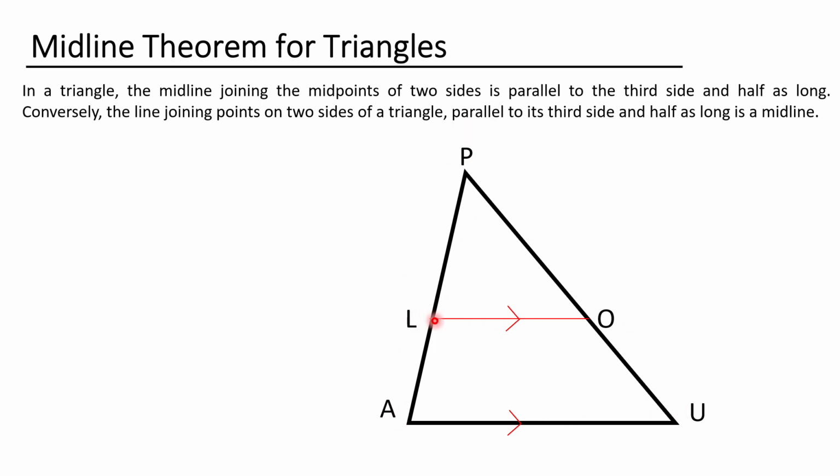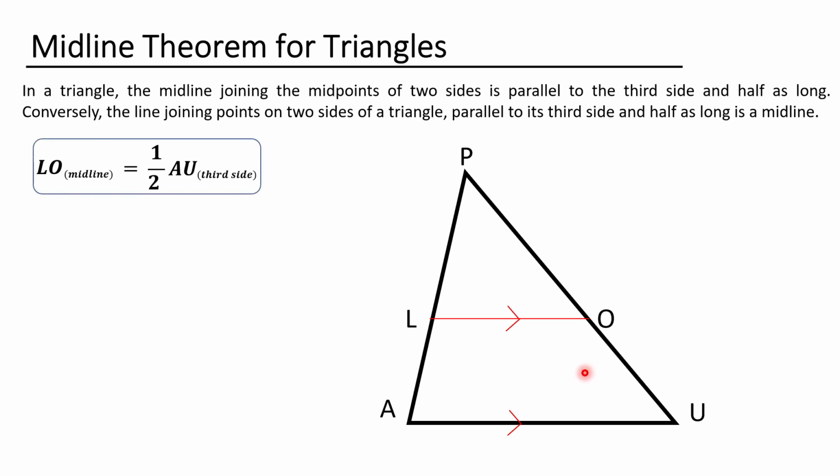And meron tayong midline LO. So, LO, we know that is the midline that is equal to half of the AO or the third side. And they are parallel and that is the third side. Okay? So, tanggalin muna natin yung parallel sign kasi we're not solving that one. Okay? So, we will be using this. Ito yung principle na yun yung gagamitin natin. So, assuming meron tayong given, let's say for example, yung midline natin is 12 cm.